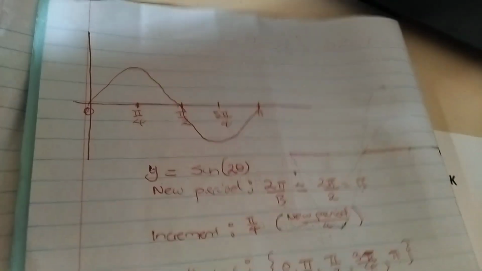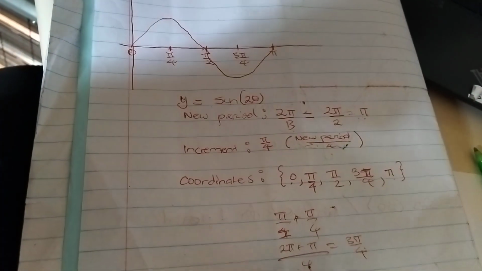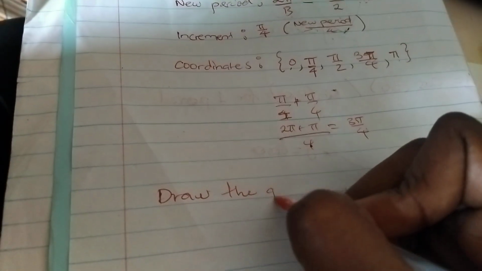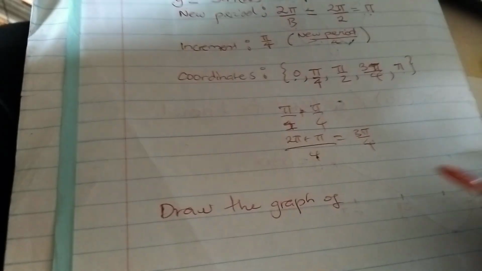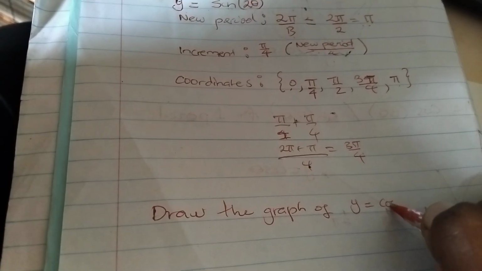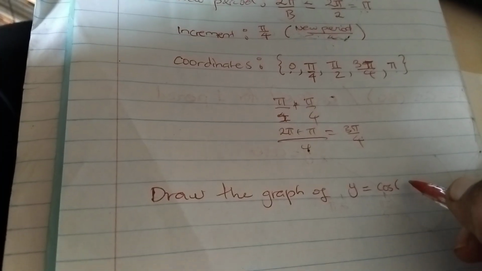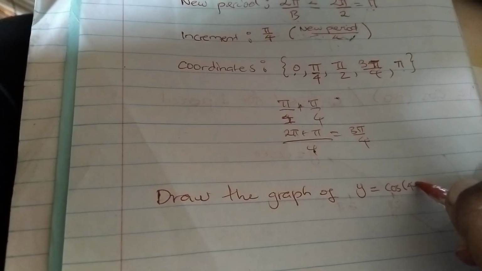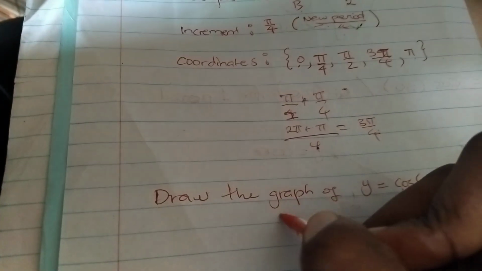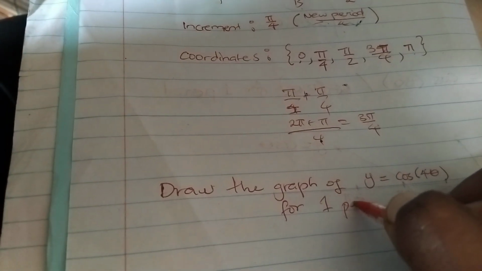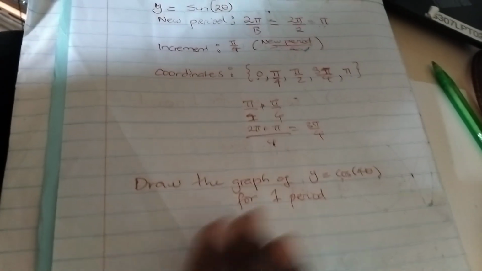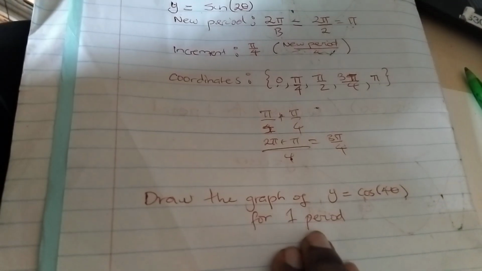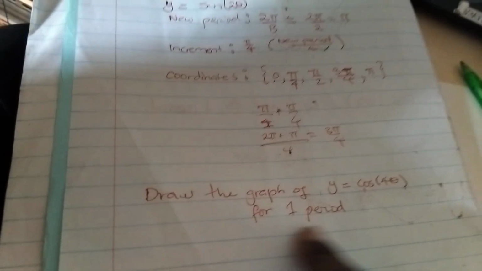And now I would want to challenge you on your own. Draw the graph of y is equal to cos, say 4 theta, for 1 period. We can't do a lot of periods because we are working against time. So for 1 period, meaning for 1 wavelength, like we did here. So challenge yourself to get this one right.